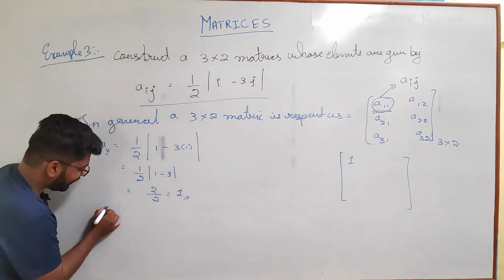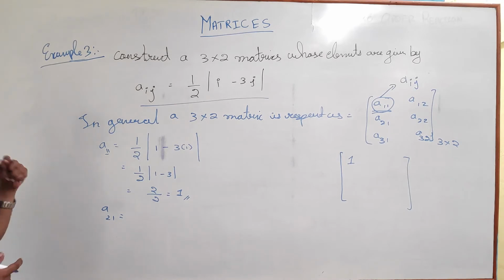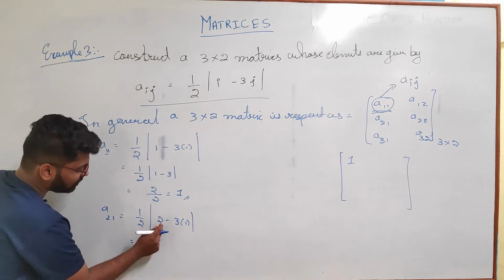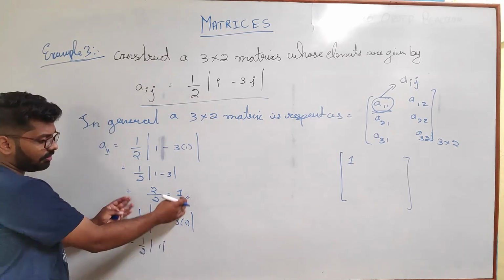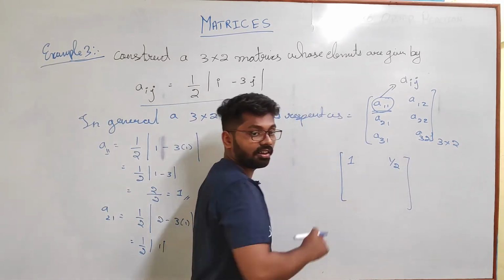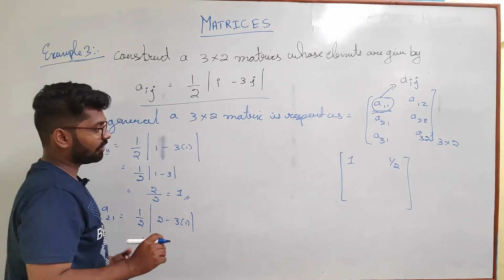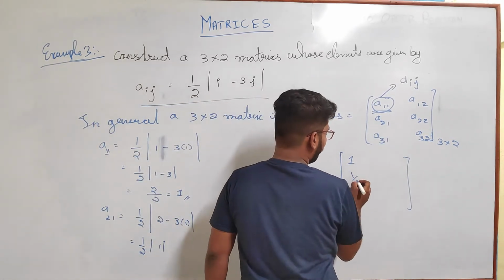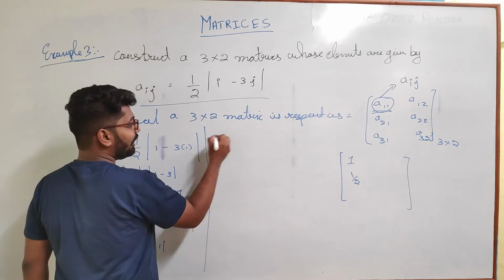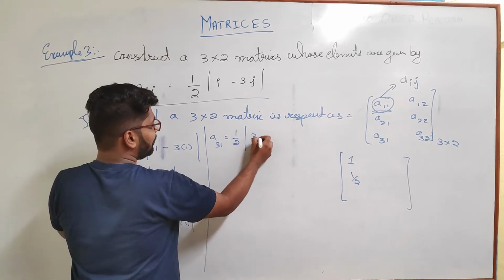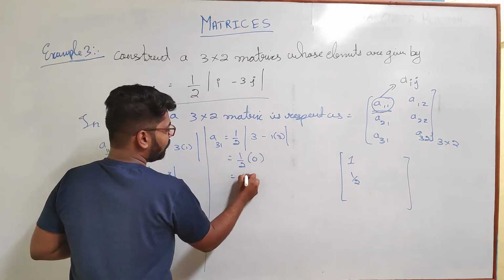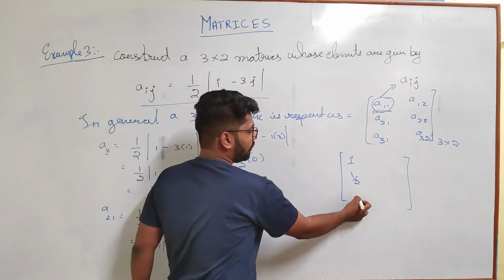Now the second element is A21. What is the value of I? 2 minus 3 into 1. So 1 by 2 modulus of 2 minus 3 is minus 1, but because of the modulus it becomes plus 1. So therefore the answer is 1 by 2. So the position is here, that is 1 by 2. Now next, let us use A31. So A31 is equal to 1 by 2 modulus of 3 minus 1 into 3. So 1 by 2 into 0, which is equal to 0. Correct. So in this position you will get 0.